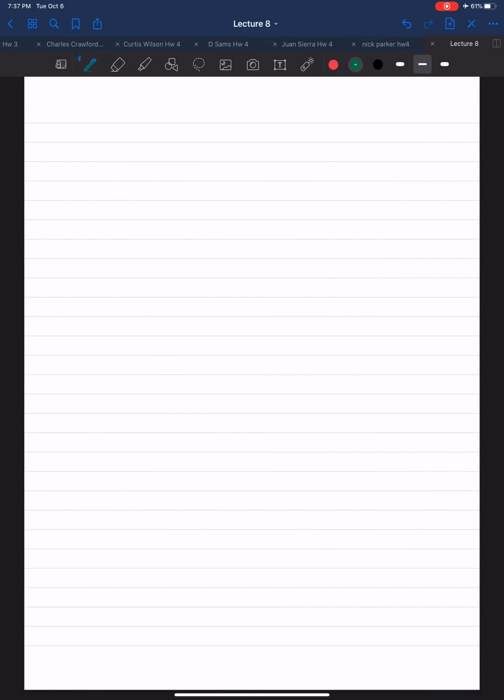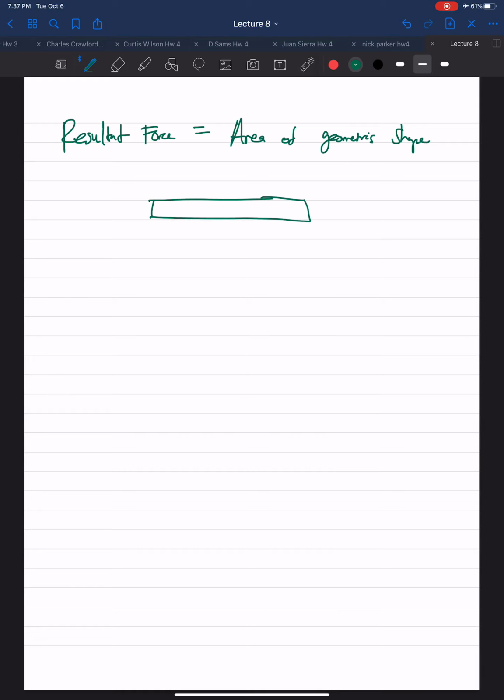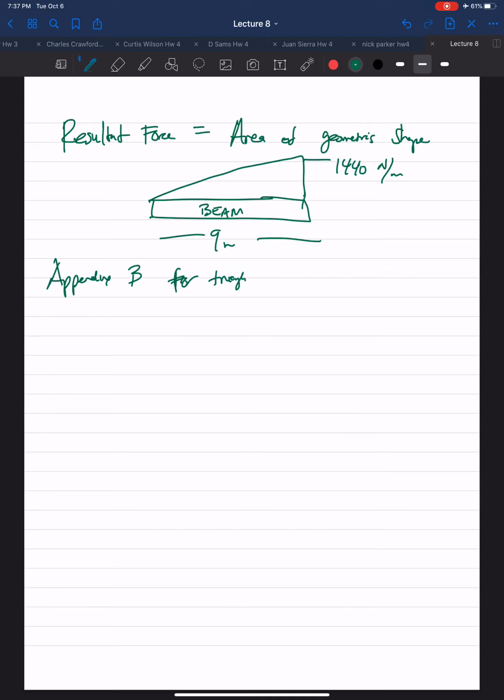So we said then that the resultant force is equal to the area of the geometric shape. In this case, it is a triangle, right? So from Appendix B, for a triangle, area equals 1/2 base times the height.